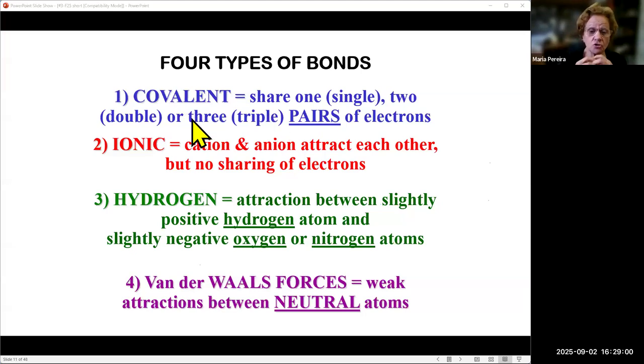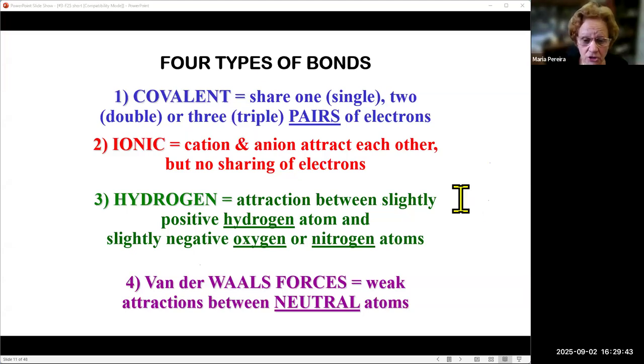And by sharing those electrons, that bond becomes highly enriched in energy. So those covalent bonds are very useful to store energy. The covalent bonds cannot be broken by heat. They need enzymes to break those bonds. So molecules that are atoms that share electron bonds are very stable. To break apart those bonds, you need enzymes.